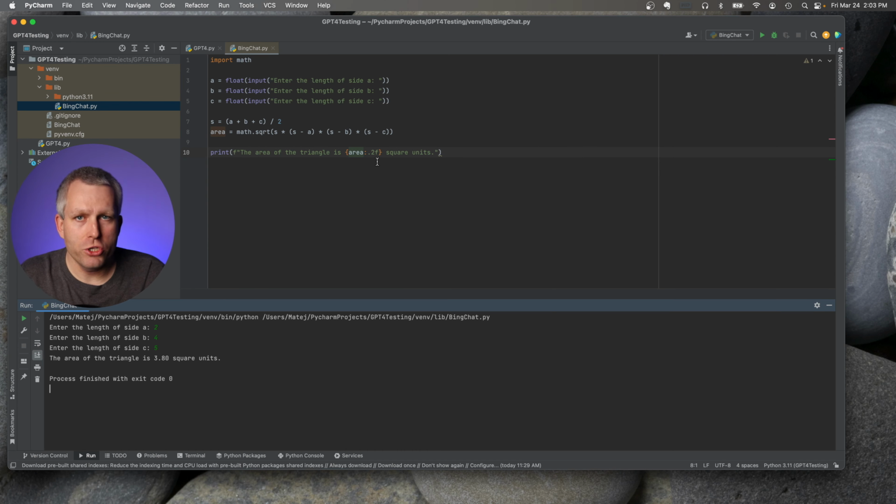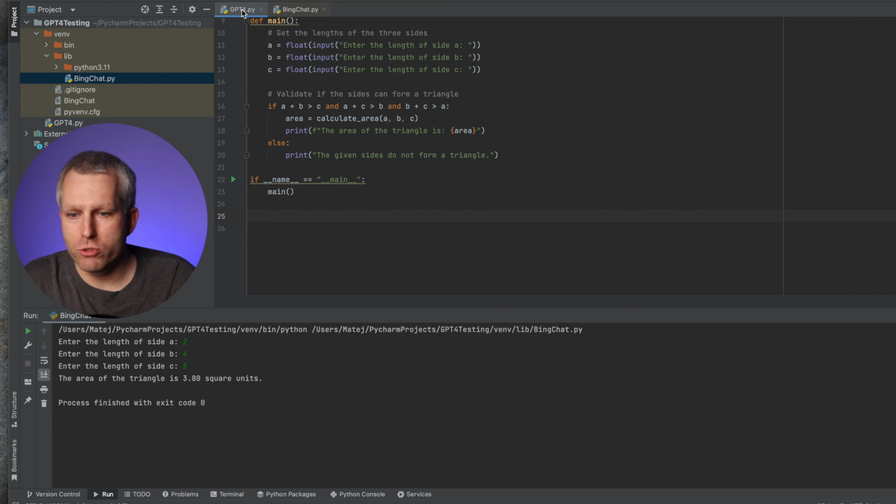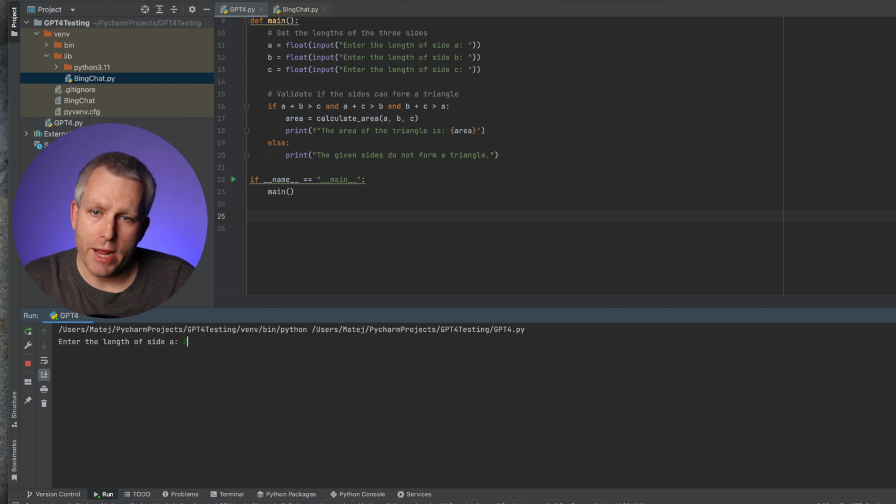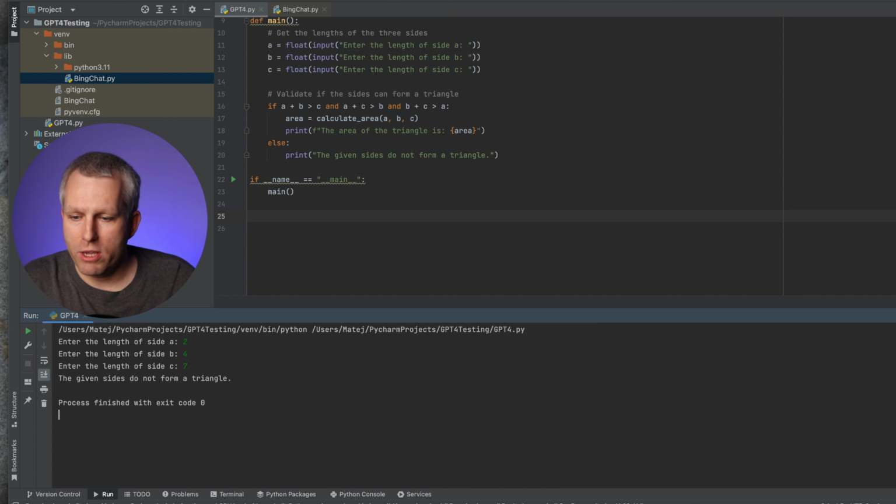But now let's try each code with an impossible example. So let's go back to GPT-4 and run that one. We'll say side A is 2, side B is 4, and side C is 7. And that cannot form a triangle because 7 is more than 2 plus 4. So if you hit it, it will give you an answer that the given sides do not form a triangle.